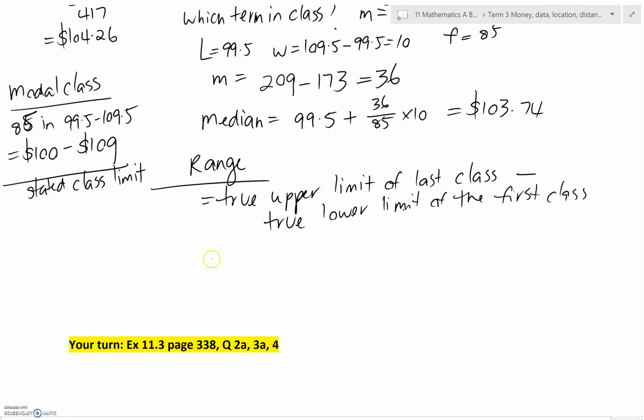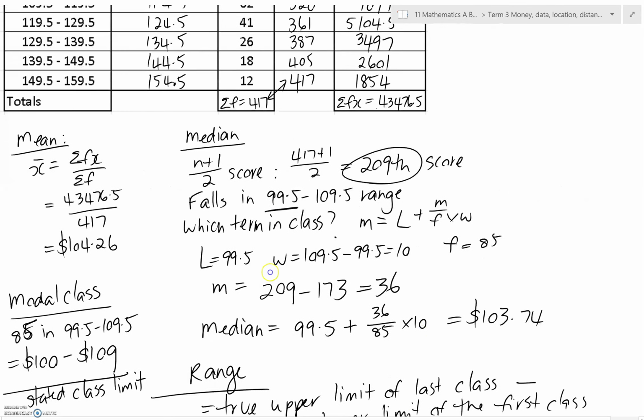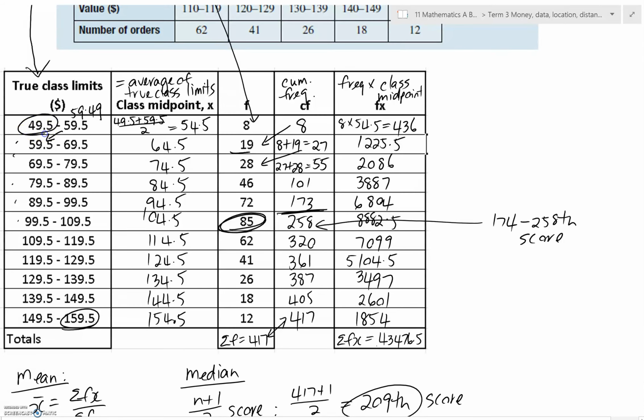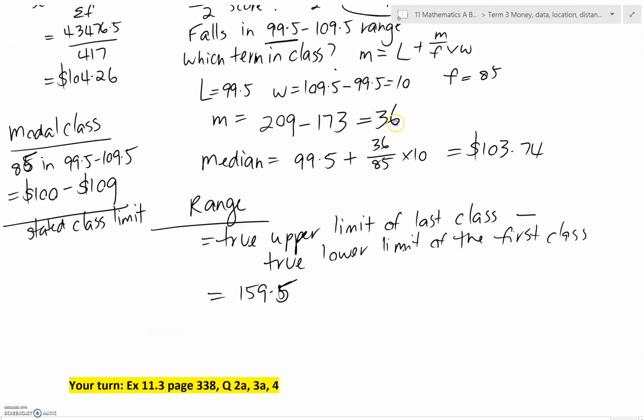Okay, so 159.5 is our true upper limit of our last class, so that's that value there, and the true lower limit of our first class is 49.5. So you literally just use what you already worked out to state those values. So that's going to be 110. Now I'm going to finish that up there, and then I'm going to do the interquartile range.